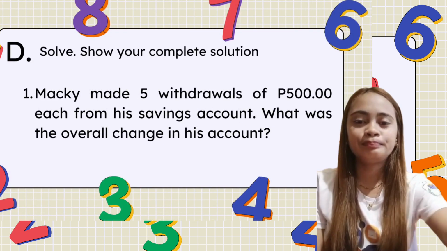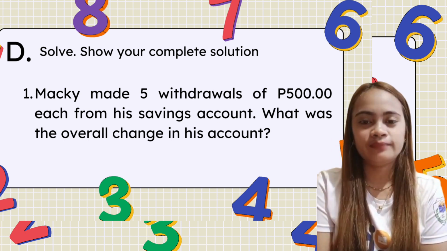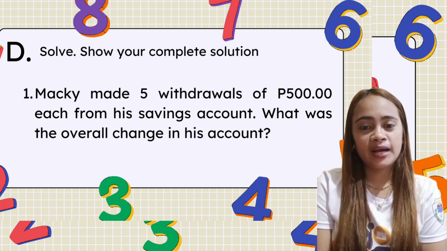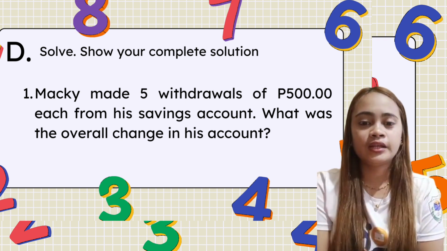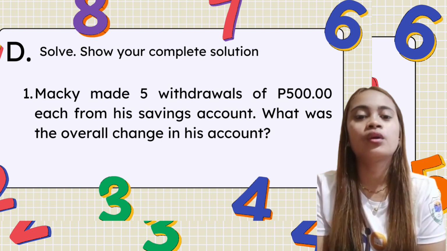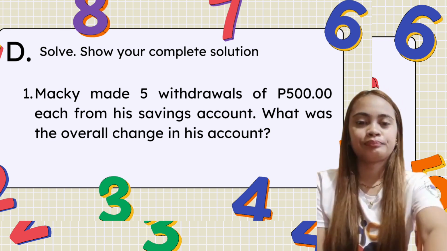And lastly, solve and show your complete solution. Number 1, Maki made 5 withdrawals of 500 pesos each from his savings account. What was the overall change in his account?